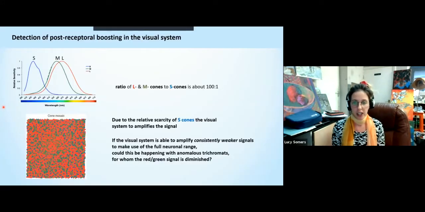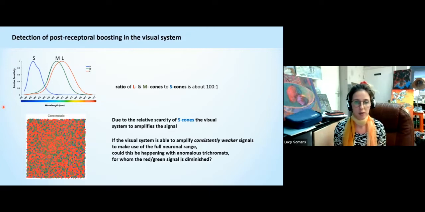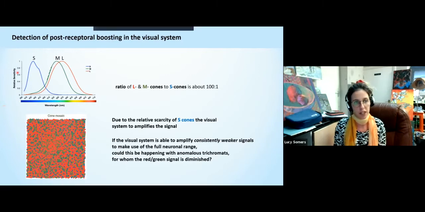So my research is looking at low-level color perception. Now, the human visual color perception system is based on comparing the signals from 3 types of cones, the S, M, and L cone. And there are suggestions that because the S cone is relatively outnumbered by the M and L cones, the scarcity of S cones means that the signal might be amplified by the visual system.